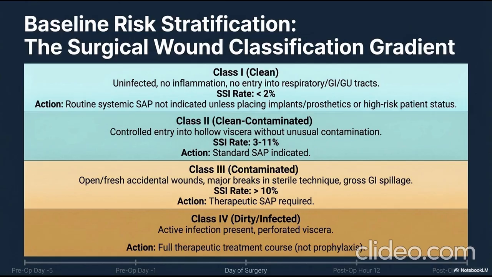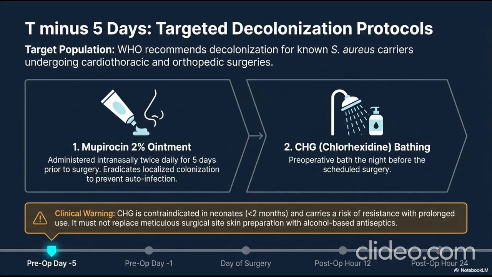Slide 4. T-5 days, targeted decolonization. Our timeline starts 5 days before the first incision. For high-stakes cardiothoracic and orthopedic procedures, WHO recommends targeted decolonization for known S. aureus carriers. This involves twice-daily intranasal mupirocin 2% ointment and CHG bathing the night before surgery. This pre-op purge reduces the risk of autoinfection from the patient's own skin flora, providing a sterile buffer before the systemic agents are even introduced.